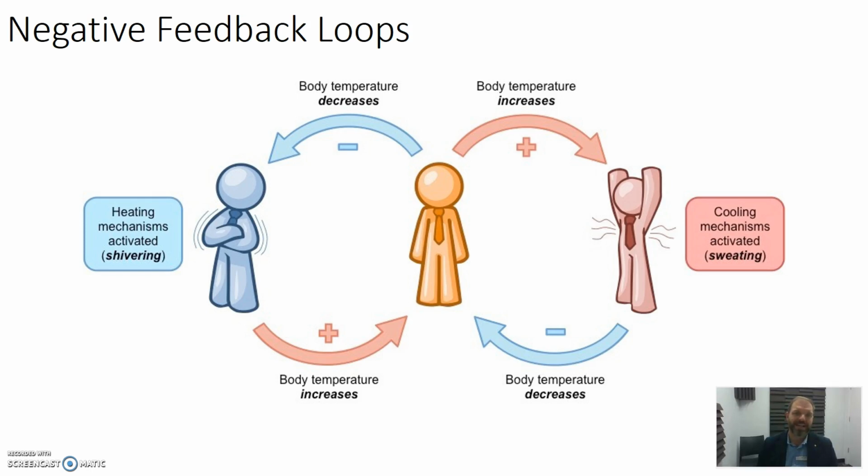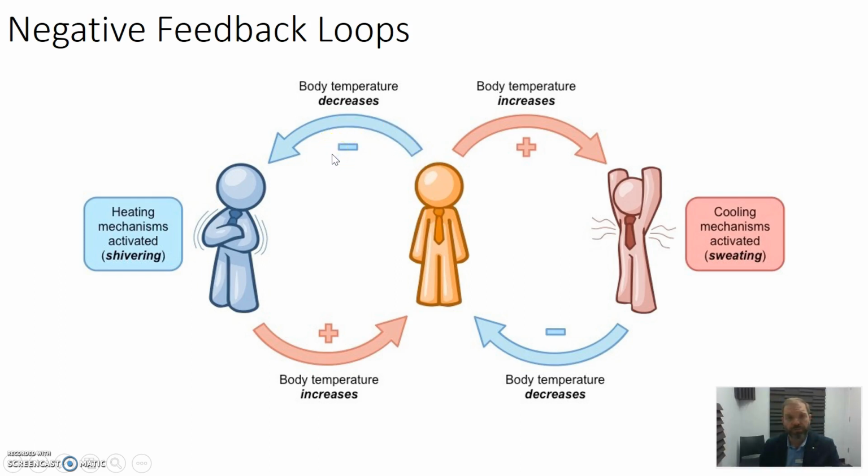The first is called negative feedback. Negative feedback is caused because whatever the response is has a negative effect on the stimulus and tends to oppose it. So for instance, body temperature is a really easy one to look at. So here's body temperature within the normal range, which is what it should be.